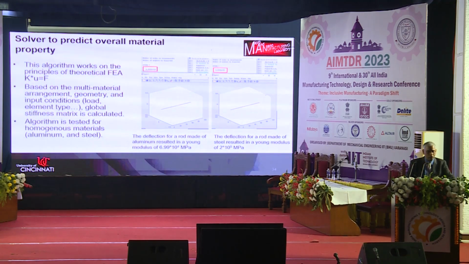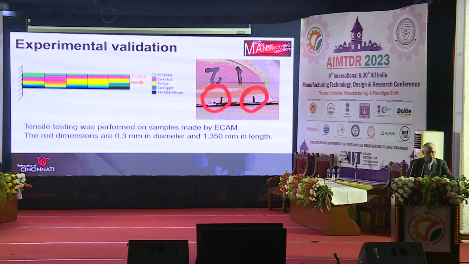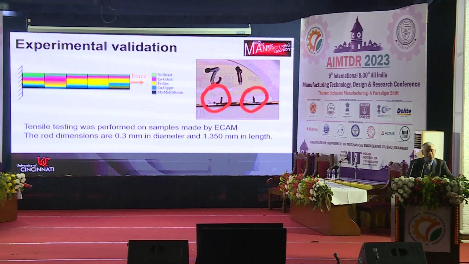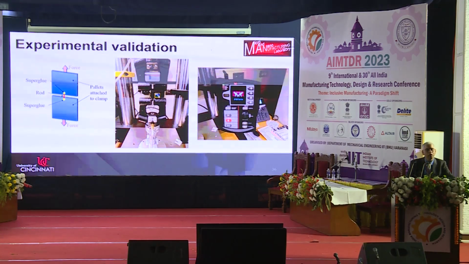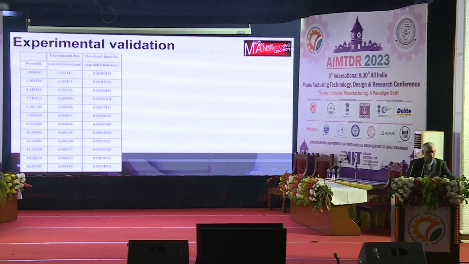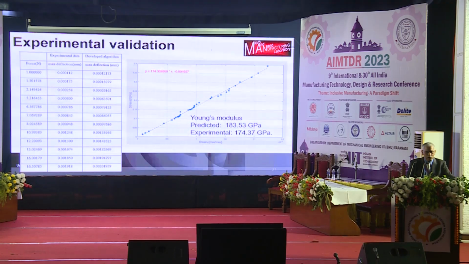So the algorithm works. Then I gave this tailored material and asked him to predict, and he also did some experimental testing. He did some tensile testing to see what the experimental value would be. This table gives you the simulated, theoretically predicted value and the experimental value he got. Based on that, the experimental value is a little bit less than the theoretical prediction. There may be multiple reasons for that.